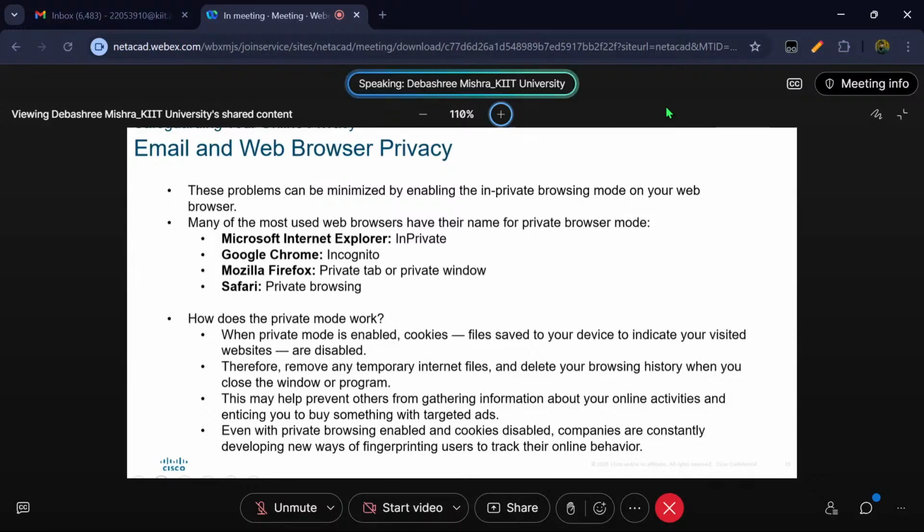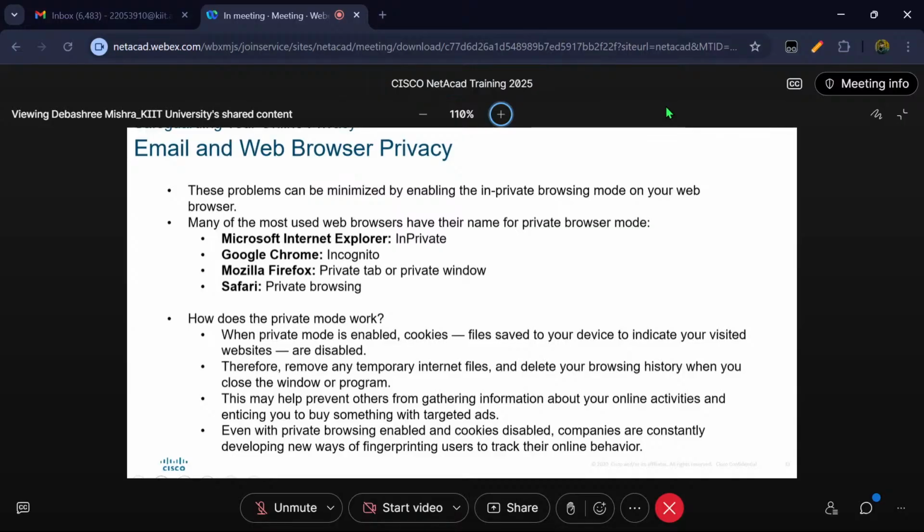So many of us use browsers which have their private browsing mode, for example Microsoft Internet Explorer. These things have already been written, so you can just check them out. The next is, how does the private mode basically work?